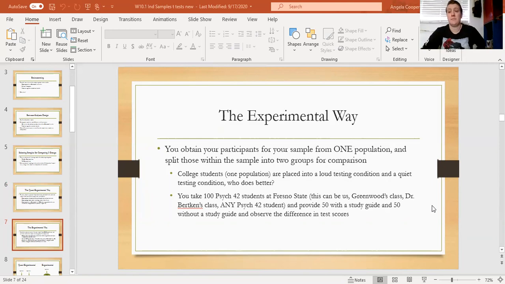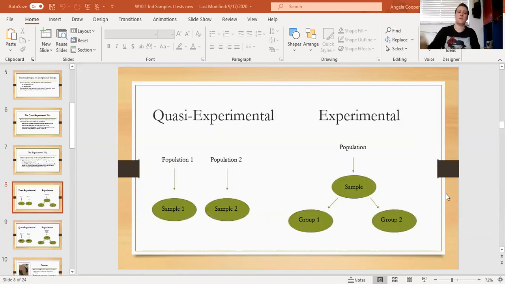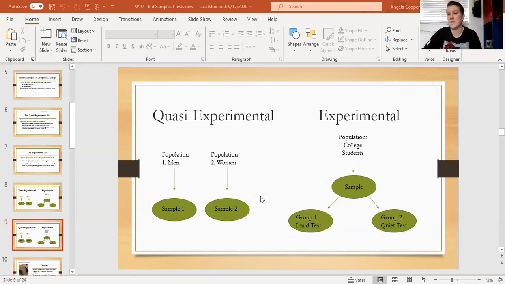So there you go. And as a visual of that concept, here we have the quasi-experimental way: two separate populations, two samples. And then the experimental way, where we have just one population that we extract a sample from, and that sample provides us two different groups. Just like in the earlier examples, the population of men and population of women, we take a sample of men and a sample of women. They're certainly independent samples, but they are quasi-experimental.